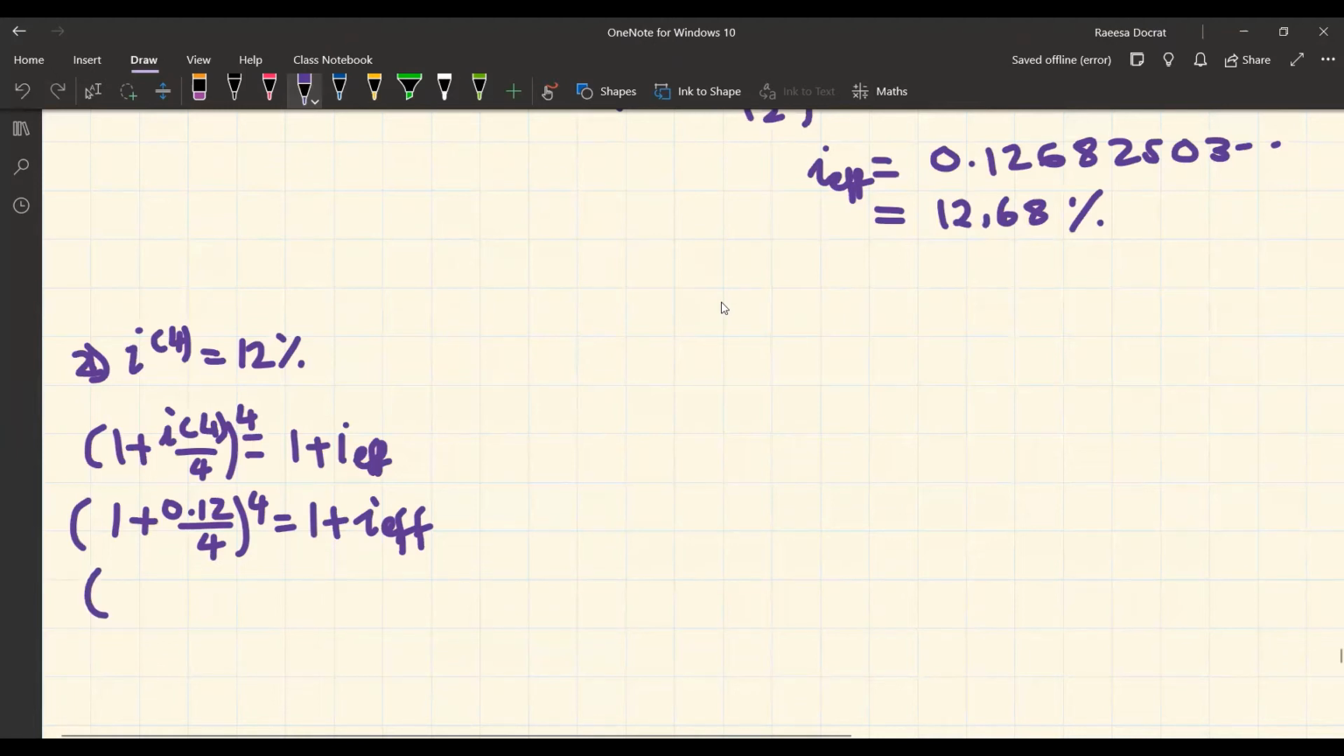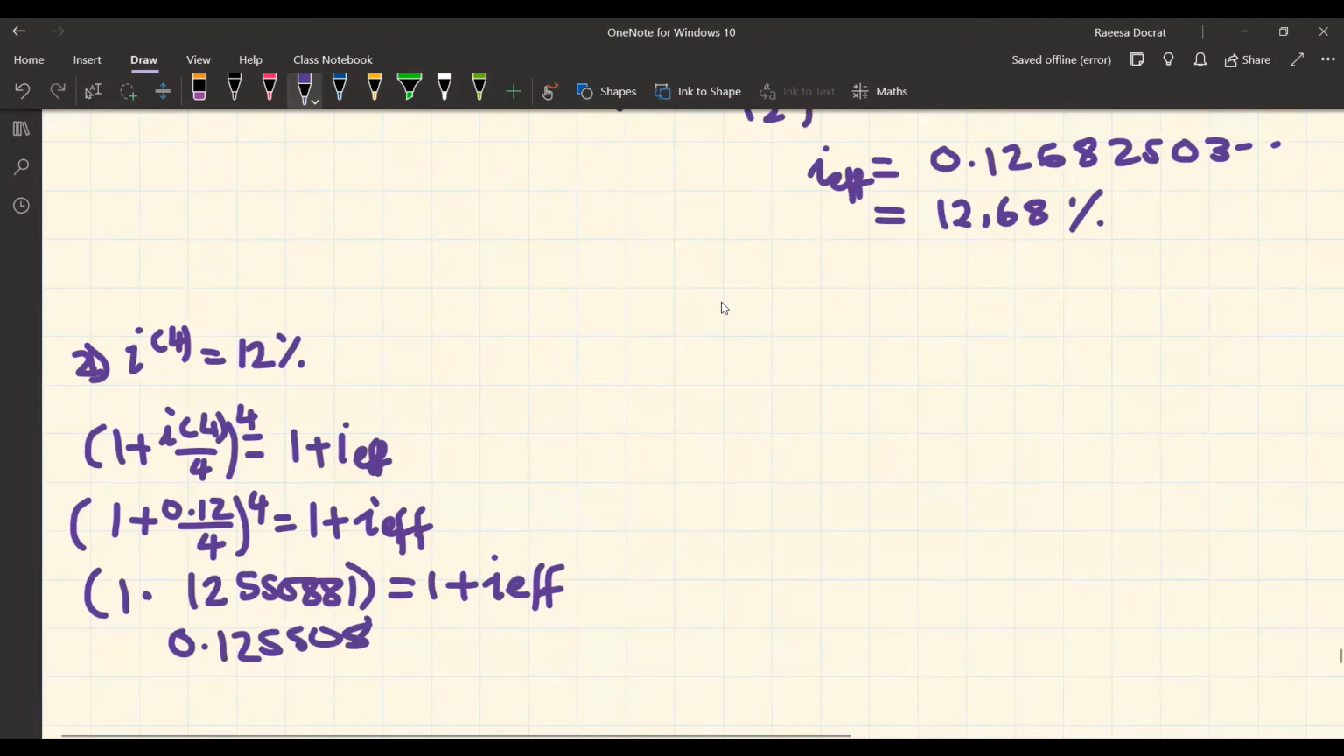this side here is equal to 1.12550881, which is equal to 1 plus i_effective. Subtracting 1 on both sides, we get 0.12550881 is equal to i_effective. So our effective interest rate that's equivalent to 12% per annum compounded quarterly is 12.55%.